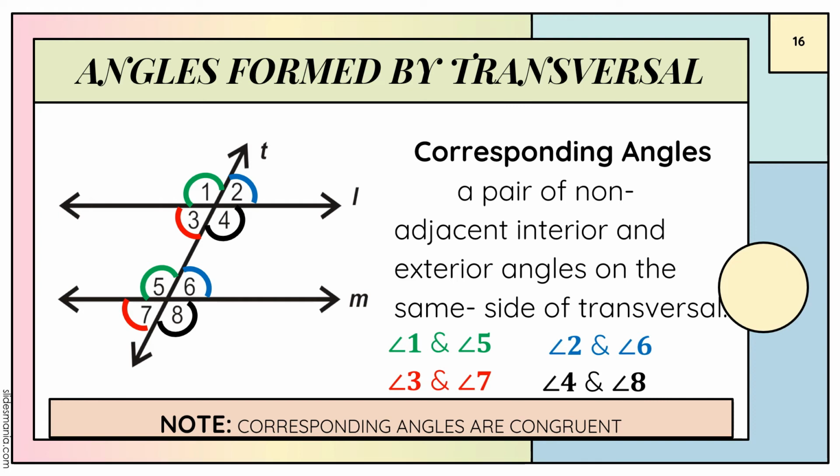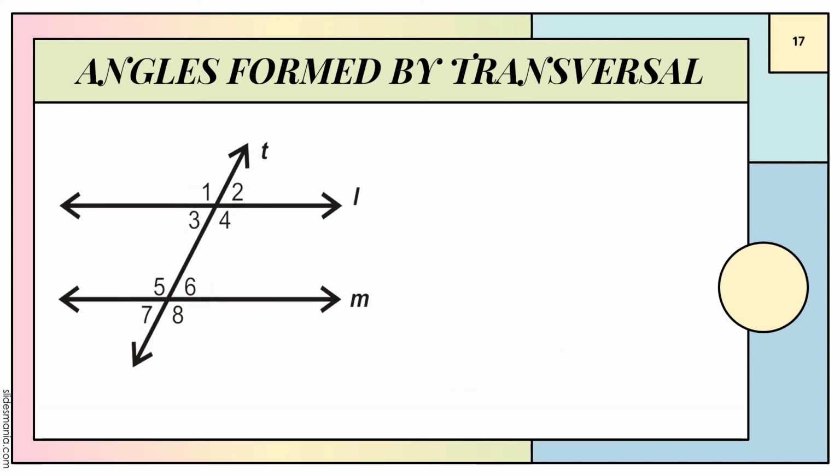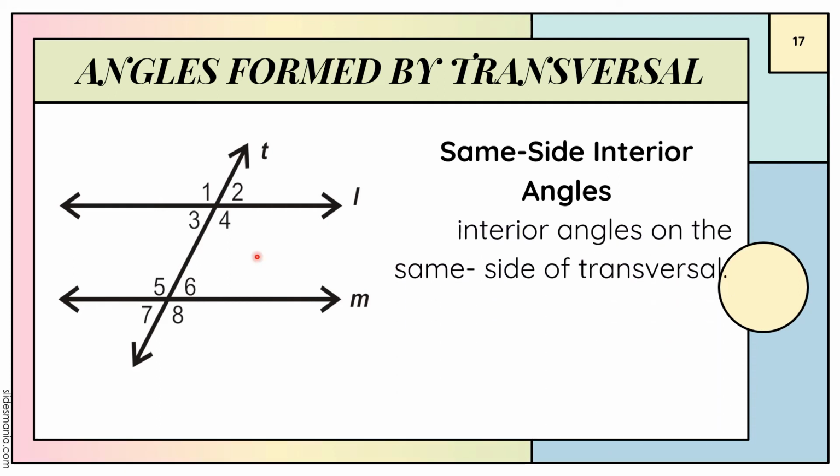Let's move now to the next angles. Okay, the next is the same side interior angles. Same side interior angles, from the word itself, refers to interior angles on the same side of the transversal. Interior angles, and they are on the same side. So our same side interior angles are angle 3 and angle 5, and angle 4 and angle 6.